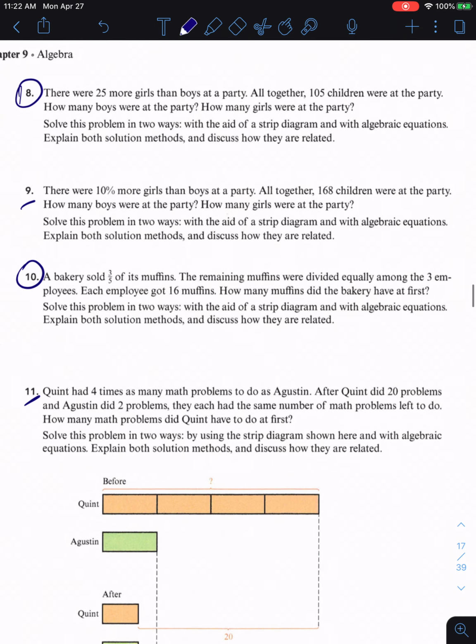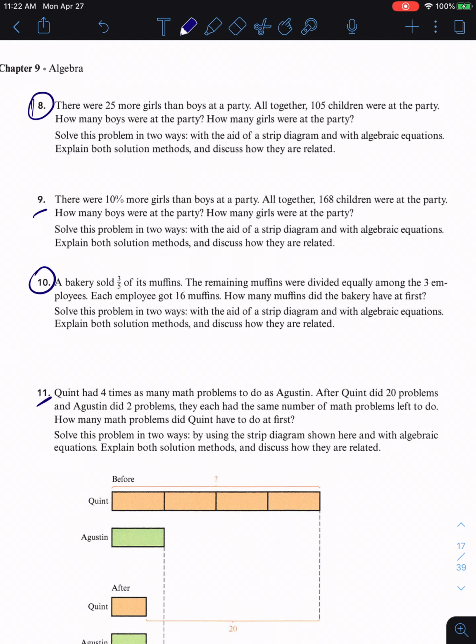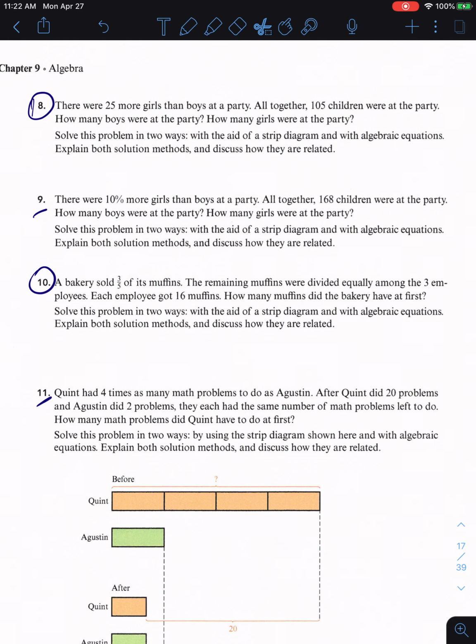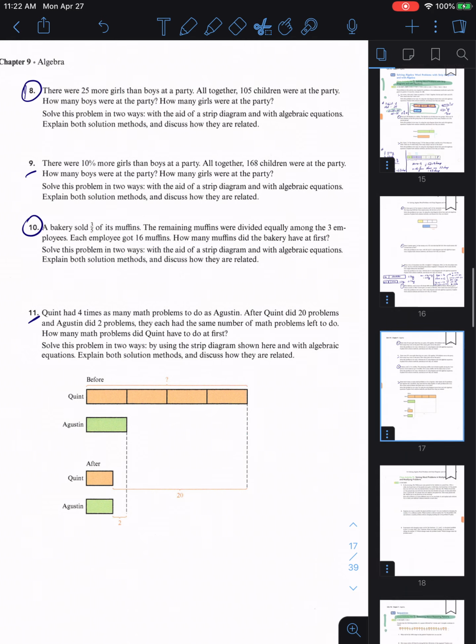Okay. Now let's try number 9. I'll leave 7 and 8 for you. Let's try number 9. There were 10% more girls than boys at the party. Altogether, 168 children were at the party. How many boys were at the party? How many girls were at the party? Solve the problem in 2 ways. All right, so I'm going to grab this one and give us a little bit more space.